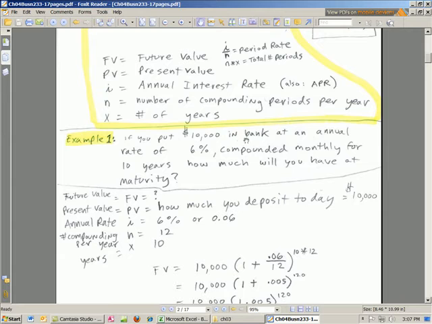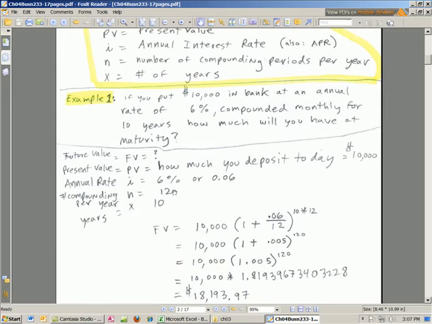If you put $10,000 in the bank at an annual rate of 6%, compounded monthly for 10 years, how much will you have at maturity? All right, we define our variables. Here are the variables that I'm going to use: future value, present value, interest rate (annual interest rate, expressed as a percentage or a decimal), N is the number of compounding periods per year, 12, and years, 10.